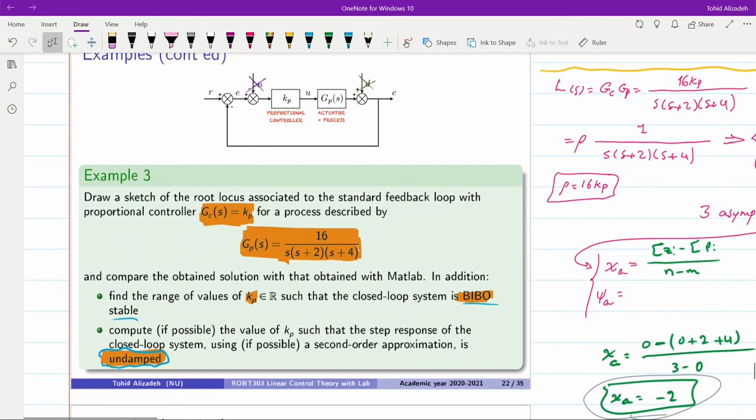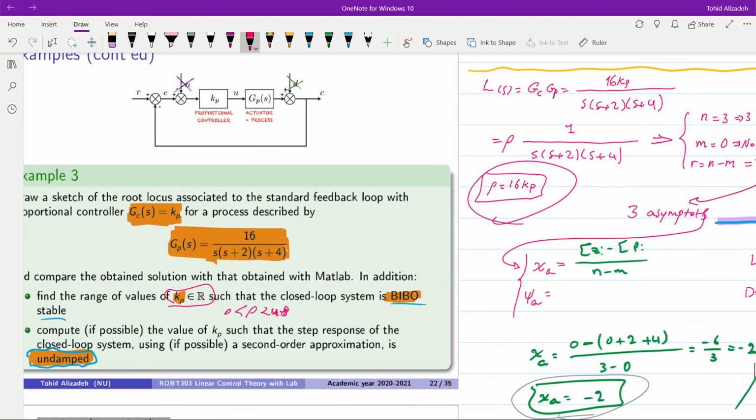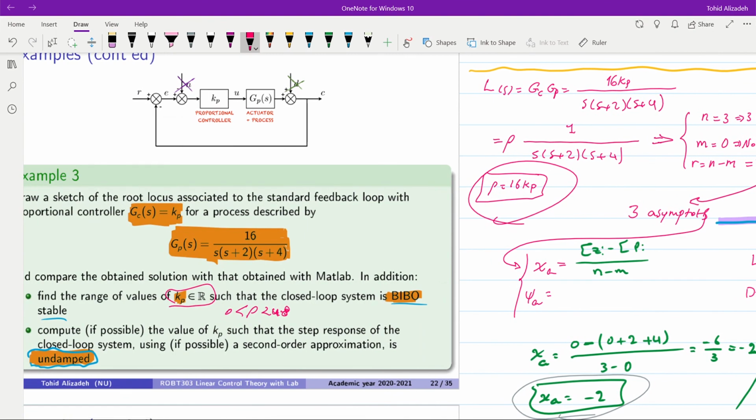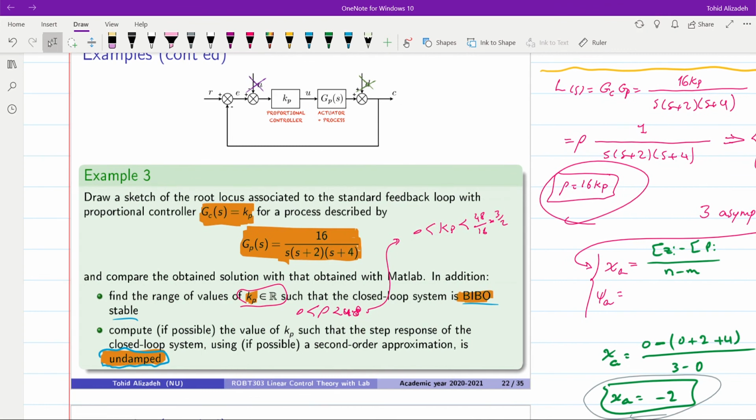So we have found the range of values of Kp. We have found it for rho. Rho is between 0 and 48. But since we know the relation between rho and Kp, we can convert it to that. Yeah, Kp is equal to rho over 16. So this means that Kp is between 0 and 48 over 16, which is 3. So that's the range of values of Kp for which the system is stable.